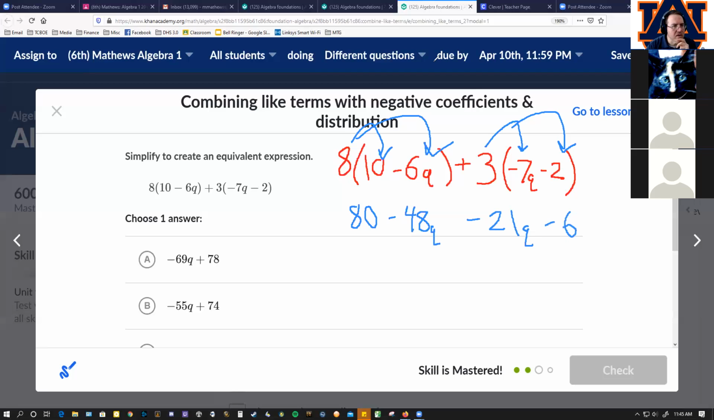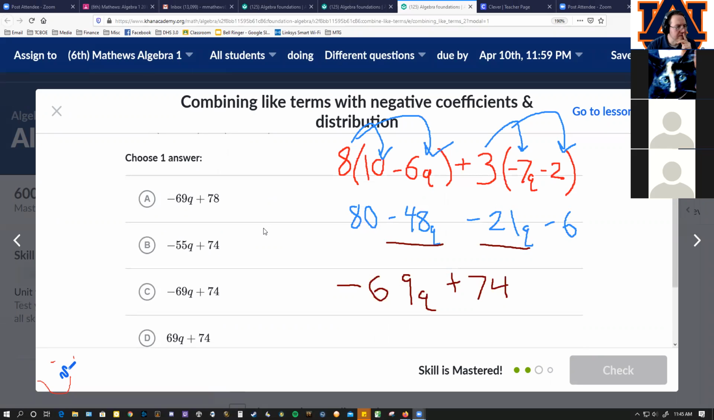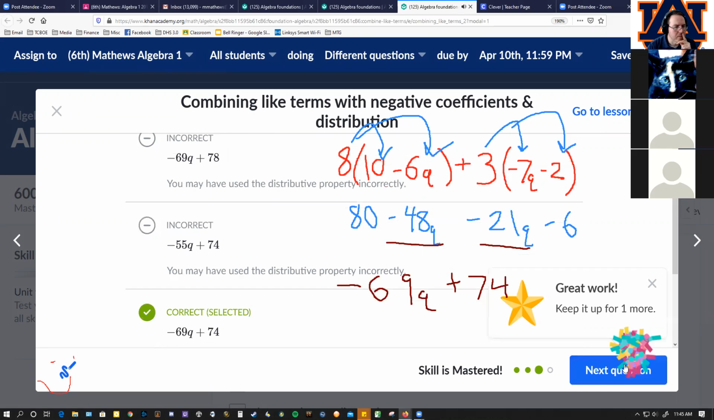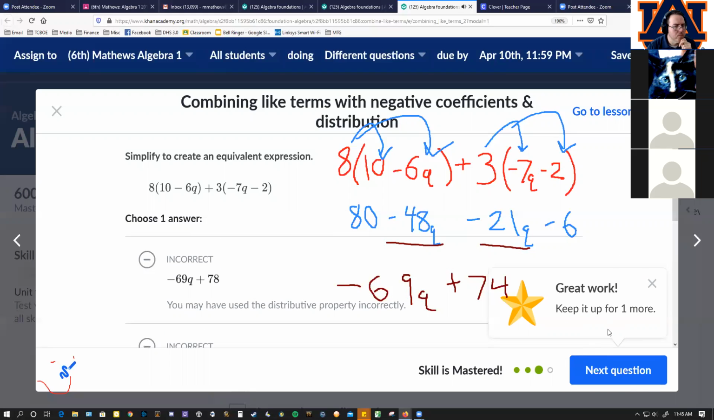So now we've got to combine like terms. The negative 48q and the negative 21q will go together. So that would make, goodness, negative 69q? 40, 60, yeah, negative 69q. And then 80 minus 6 would be a positive 74. So let's see if that's one of our answers. Negative 69q plus 74. Yeah, I'll go with C on that one. Cool. It's always refreshing to get things right on the first try.